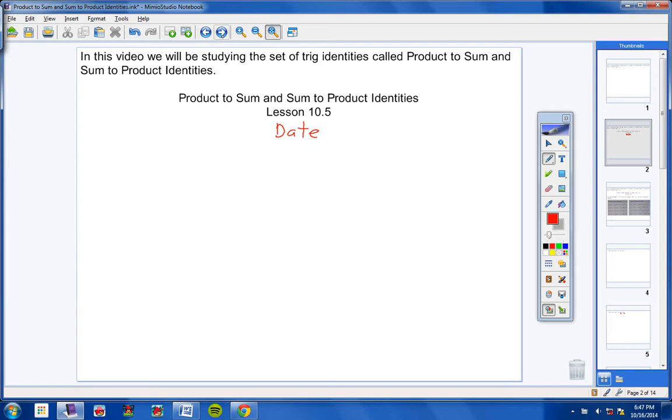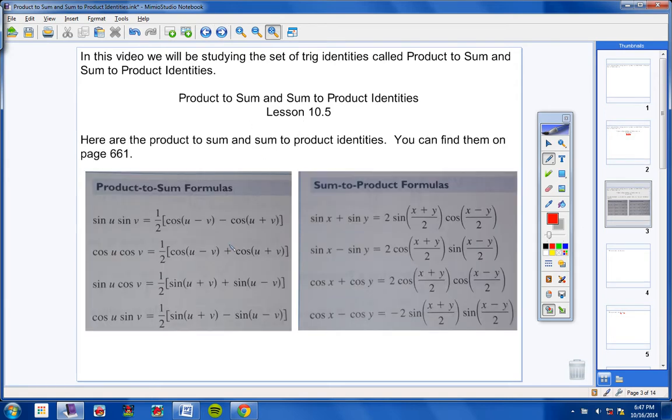There's a lot of identities to write down, so I would not try to write these down right now. You can find them on page 661. Okay, I would copy these down on your trig identity sheet later, not now, okay? But what they do is this. If you have a sine times a sine or a cosine times a cosine, or a sine times a cosine or a cosine times a sine, it splits it up for you so that you now have cosine minus cosine or cosine plus cosine, etc. So it takes it from a product and writes it as a sum. That's why it's called product to sum.